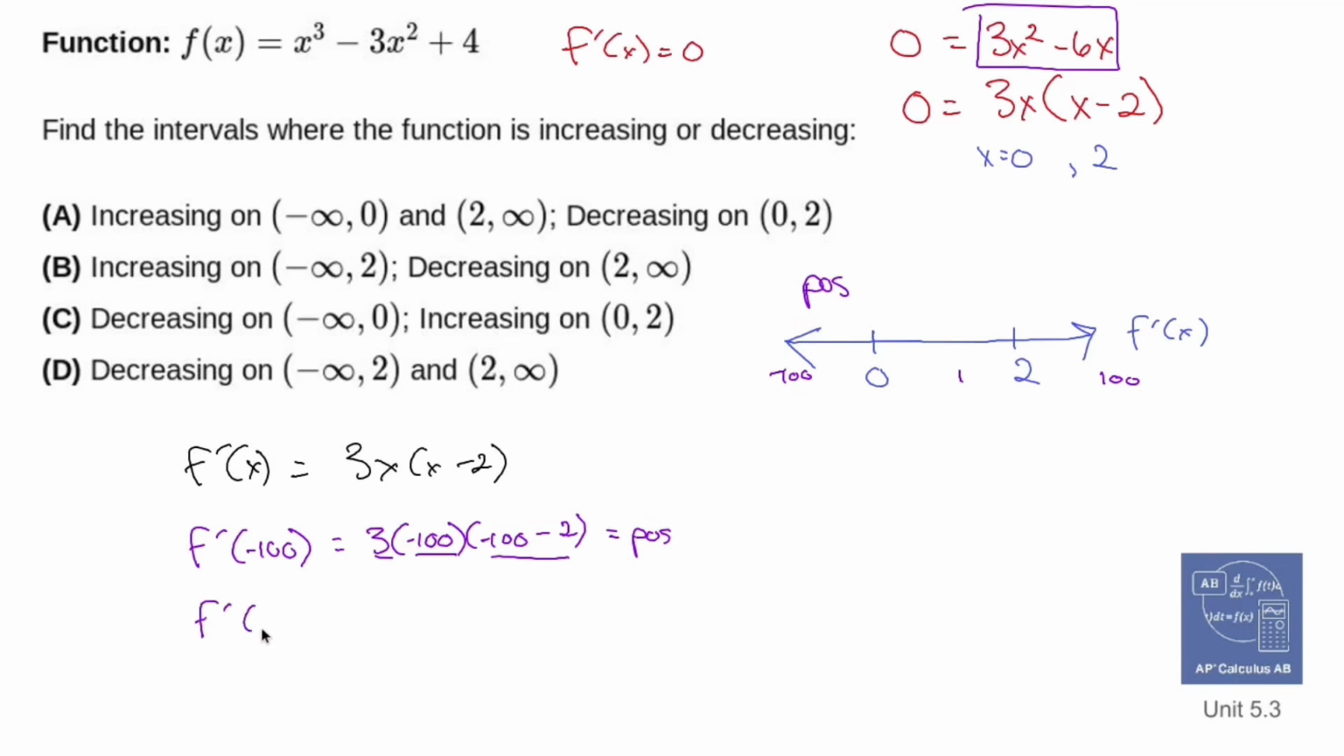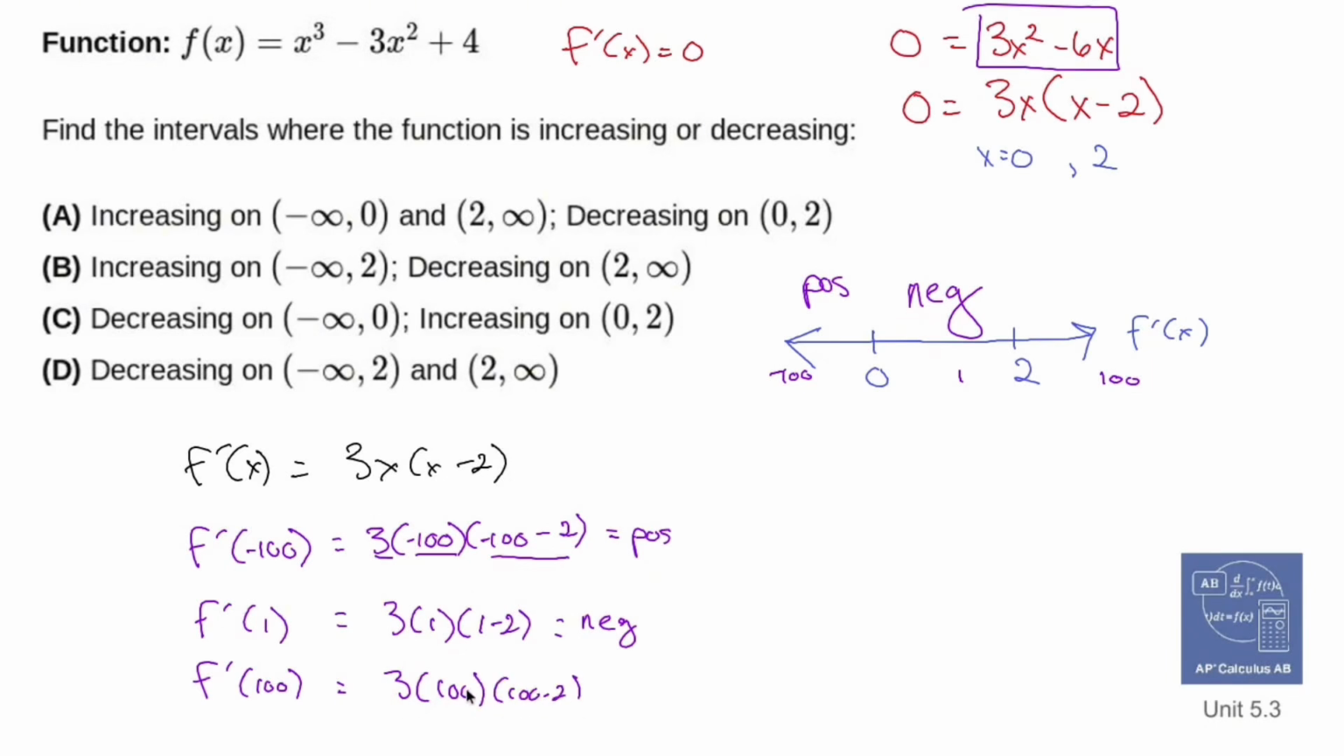f prime of 1 is going to be 3 times 1 times 1 minus 2. Positive times a negative is going to be negative. So you're going to be negative. Let's plug in 100. f prime of 100 is going to be 3 times 100 times 100 minus 2. A positive times a positive is a positive.